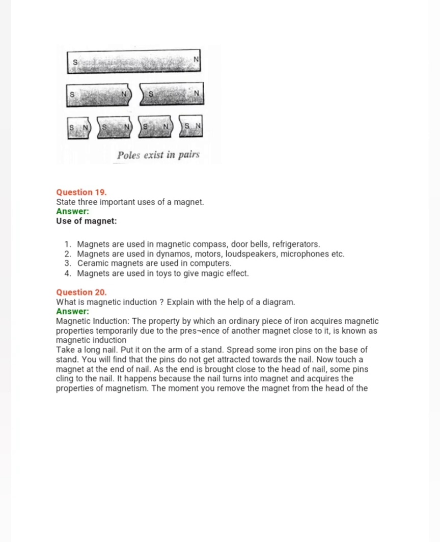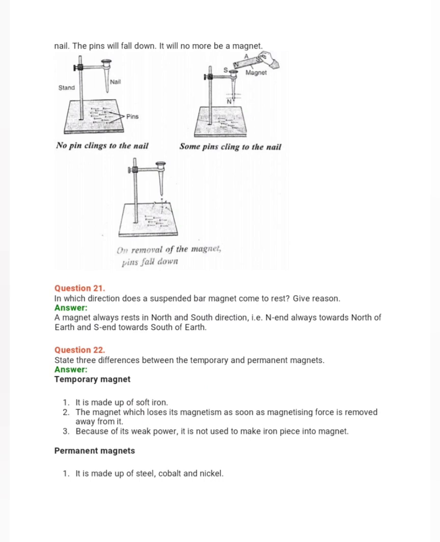Now, touch a magnet at the end of the nail. As the end is brought close to the head of the nail, some pins cling to the nail. It happens because the nail turns into a magnet and acquires the properties of magnetism. The moment you remove the magnet from the head of the nail, the pins will fall down. It will no more be a magnet. And here is the diagram showing this process.